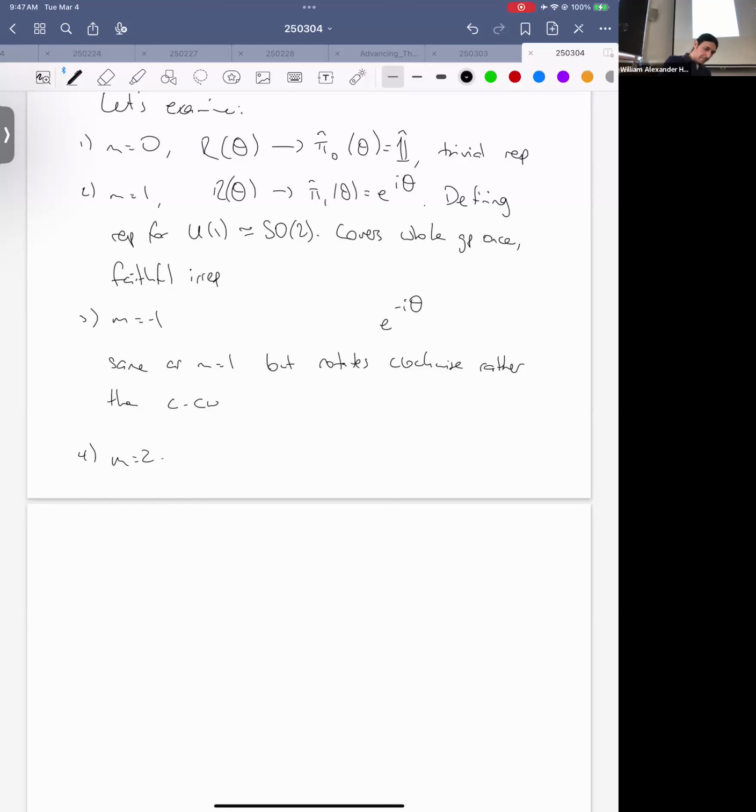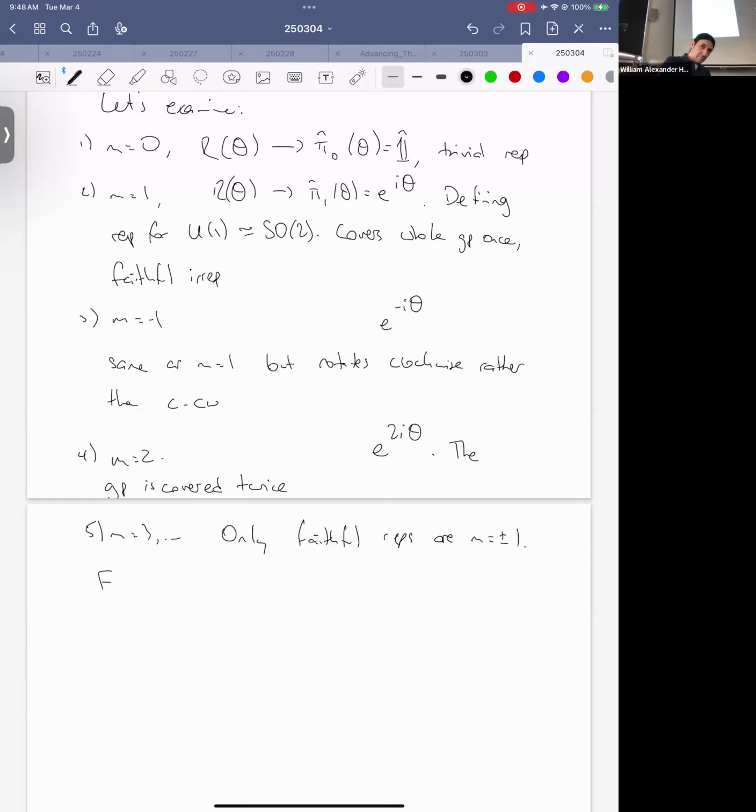For m equals 2, we get e to the 2i theta, and the group is covered twice. So the only faithful ones are m equals ±1. I feel like that's pretty quick and easy. Great.